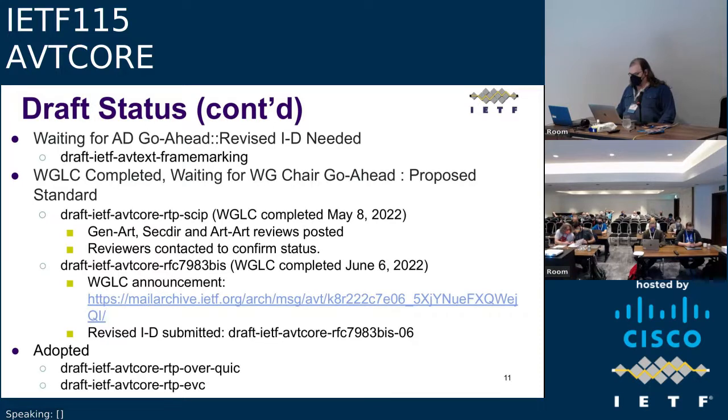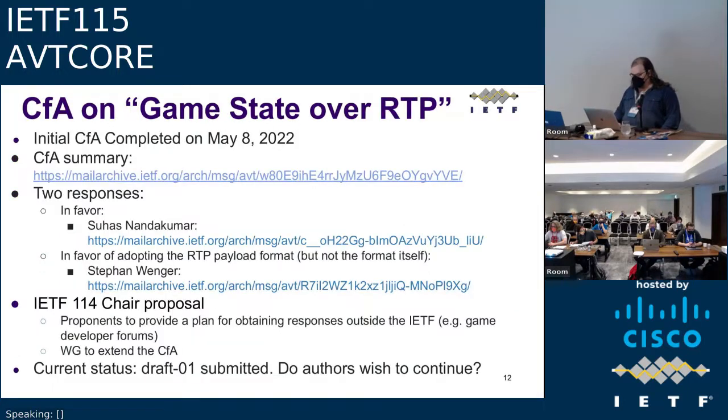Working group last call. We completed the SKIP draft. There was a revised draft based on the various directorate reviews and the like. Reviewers have been contacted to make sure they like the changes. 7983bis did its working group last call. That's on me to do the write-up, which I'm sorry I didn't get to yet. I will try to do that soon. We've adopted RTP over QUIC and EVC. There was a call for adoption of game state over RTP. There were hardly any responses. There were only two, one of which was from a coworker of the proponent. So we didn't feel like that was terribly exciting. Colin, do you wish to speak? Are you still interested in doing this? And can you get?